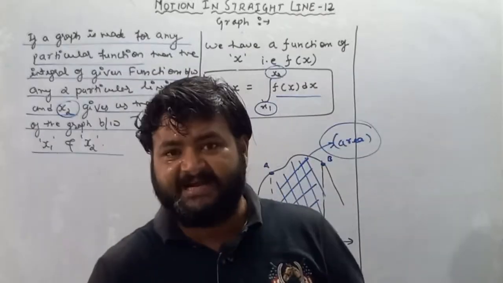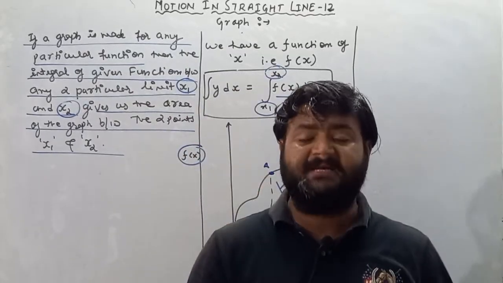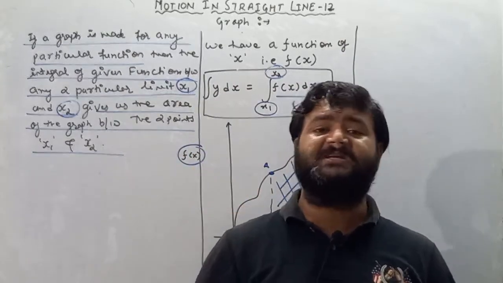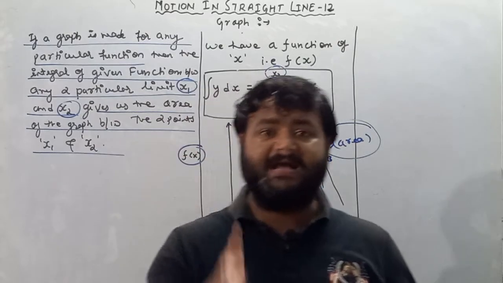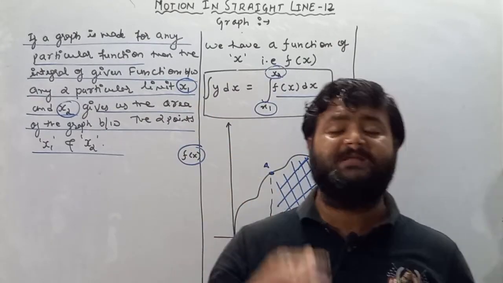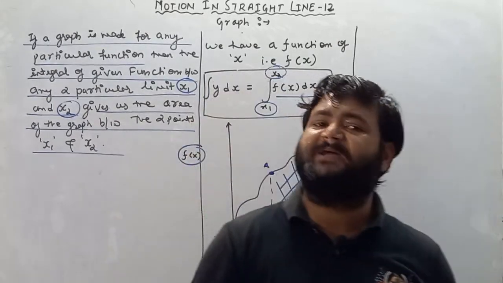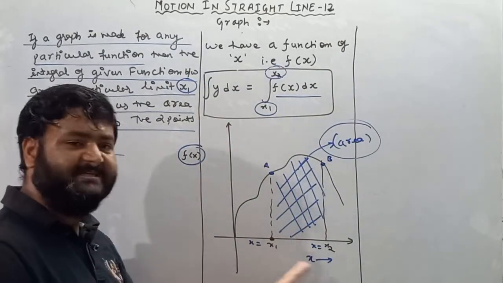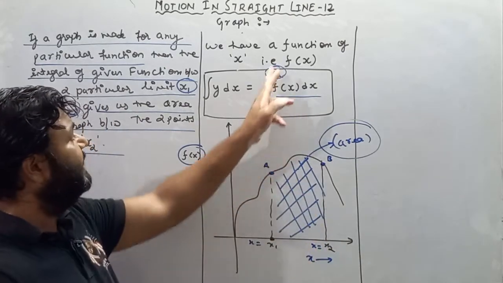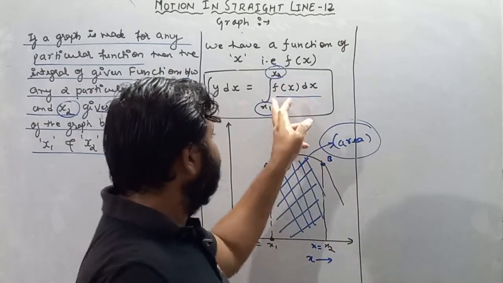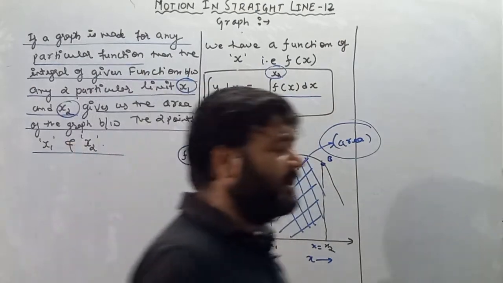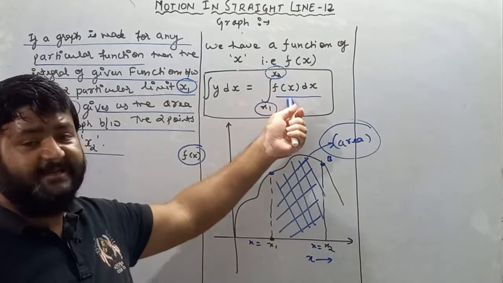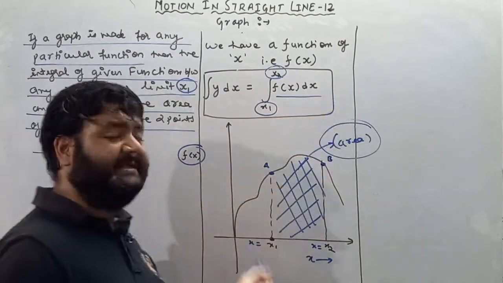I hope you all understand this. You have to remember this, my dear student: area under the graph gives you the value of the function with respect to x by putting certain limits. Here our function is changing from x1 to x2, that's why I put limits x1 to x2 in f(x) dx. So I hope you understand that area under any graph gives you the value of the function with respect to x by limits x1 to x2.